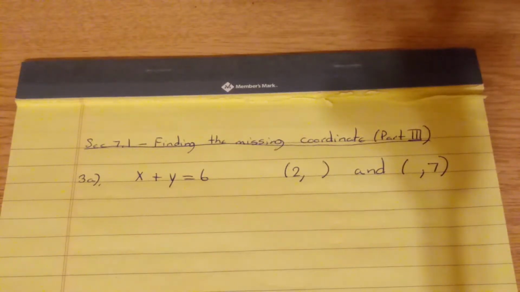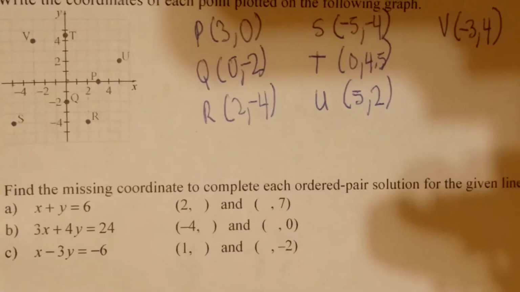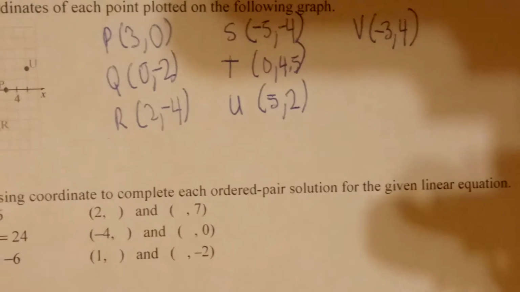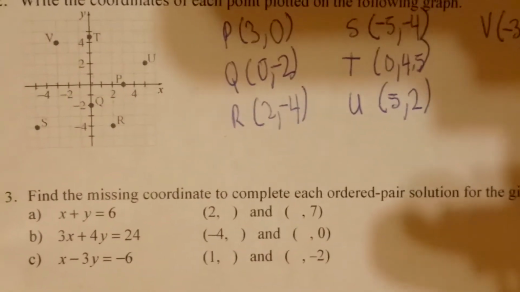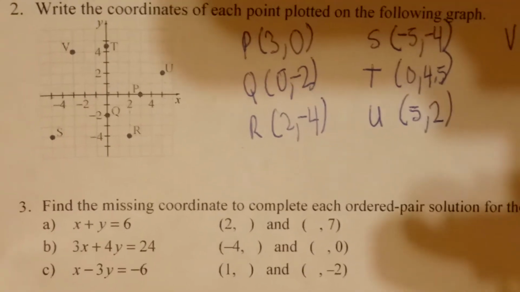All right, class, we're going to take a look at the last part of section 7.1. Actually, we've already done some of this at the very beginning of the semester. It says, find the missing coordinate to complete each ordered solution for the given linear equation. What you're trying to do here is either solve for x or solve for y.